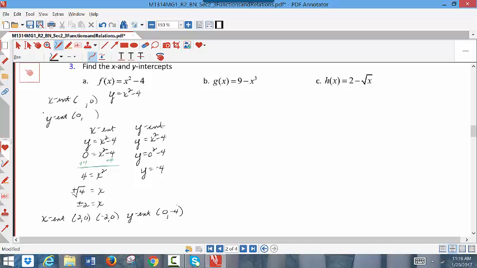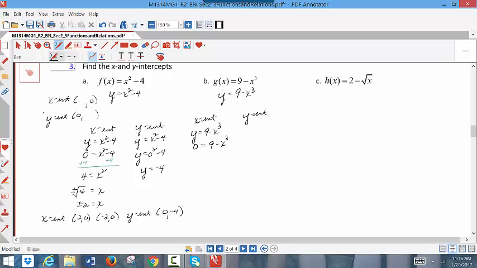Part B, the same thing. I'm going to rewrite this. I'm going to take it out of function notation, and then I'm going to find my x-intercepts, 1 or 2. I could have many x-intercepts, but only one y-intercept. My x-intercept occurs when I replace the y with 0. So this becomes 0 equaling 9 minus x cubed.